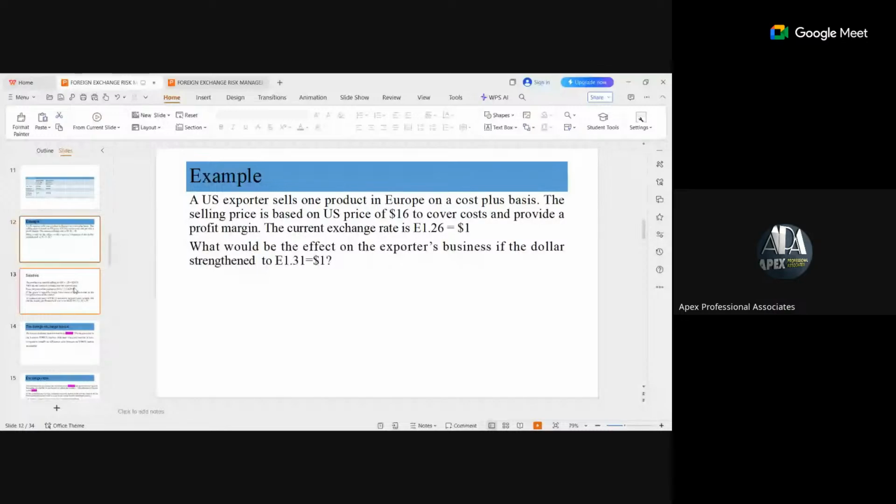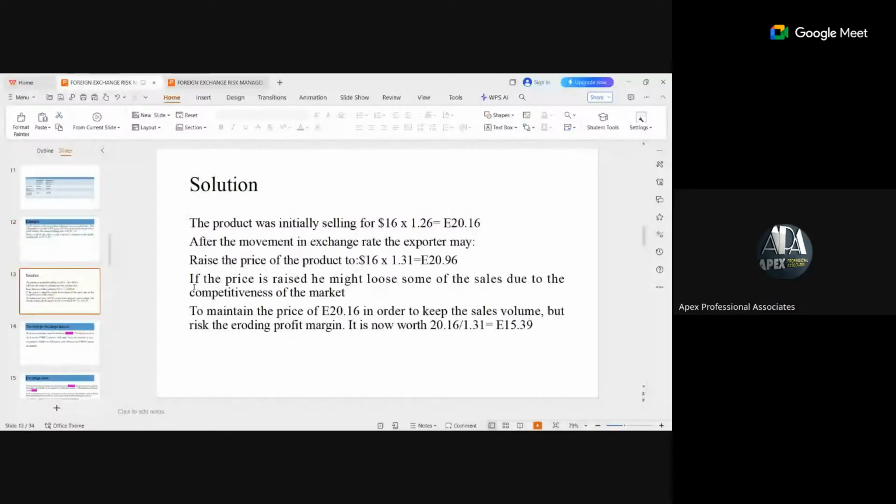This is a US exporter who sells one product in Europe on a cost plus basis. So they might tend to lose customers because the value of the goods in Europe is high. The European markets or European customers tend to look for other means of getting that product. So this is just trying to explain economic risk, the risk that sometimes you cannot control yourself. There are macro issues that are beyond the control of a manager in an organization.